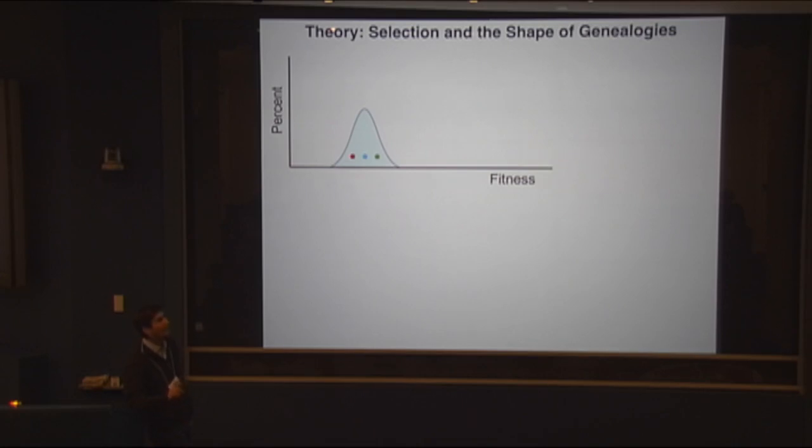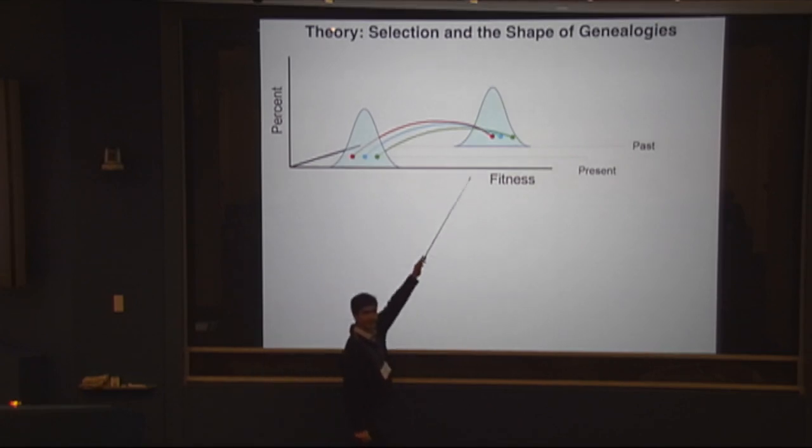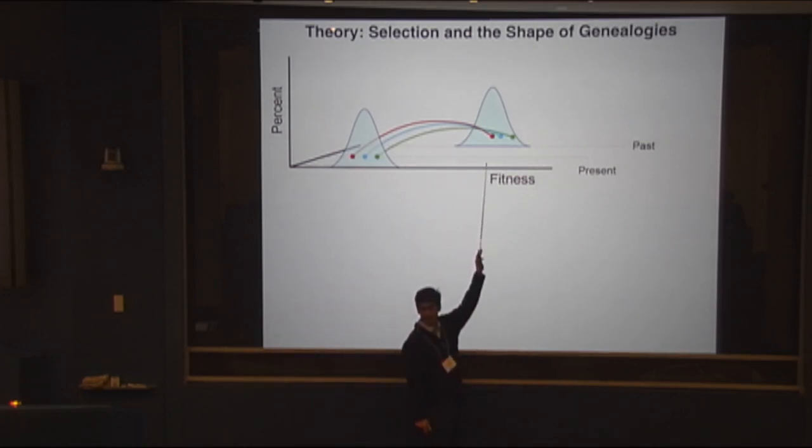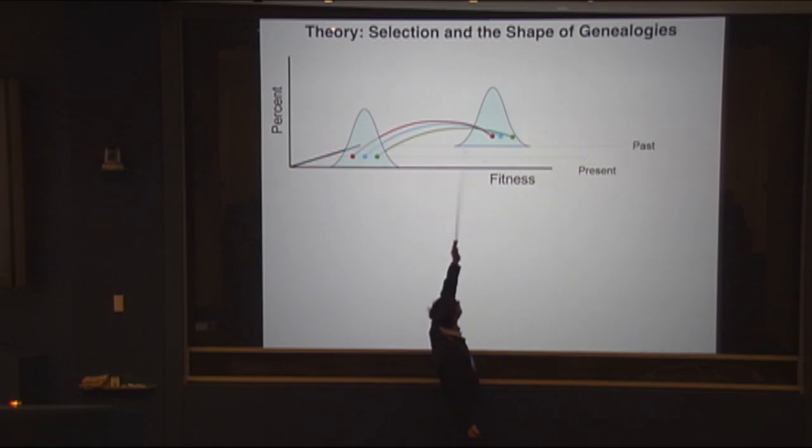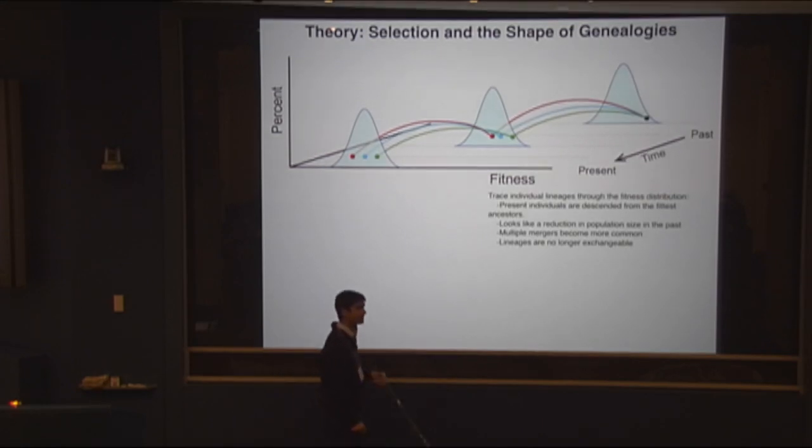So if we look backwards in time at the ancestors of these individuals, they will have come from a more fit than average subset of the ancestral population. And we can precisely try to calculate what the probability is that they come from some particular subset of the population. The further back we go in the past, the smaller and smaller, fitter and fitter subset of the ancestral population the ancestors will be from.